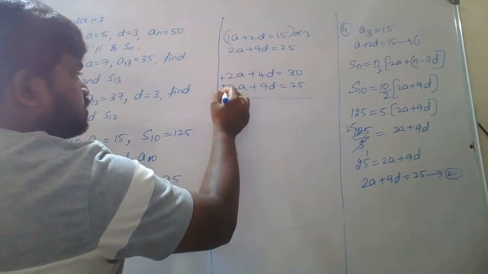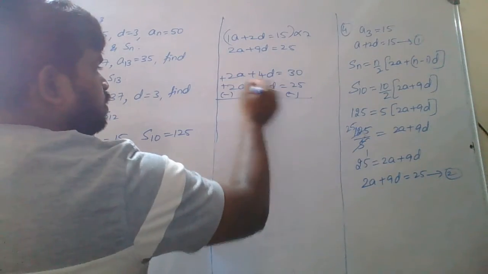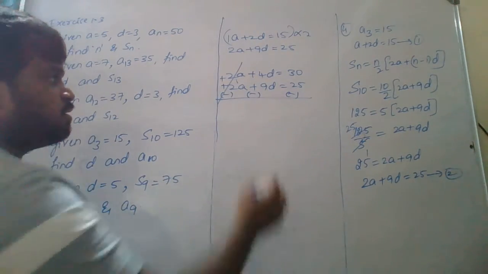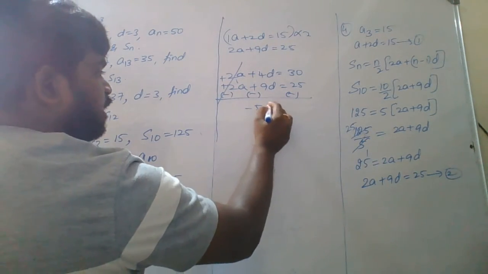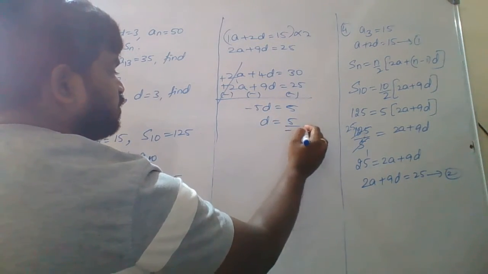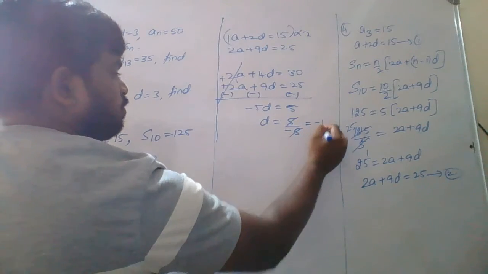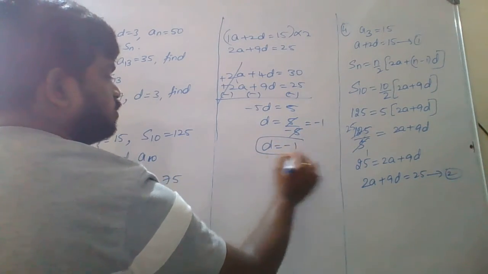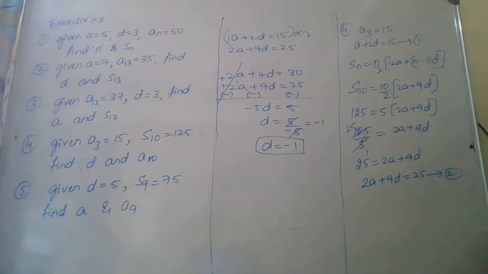And both have got the same sign, so change it. So plus 2a minus 2a gets cancelled. 4d minus 9d is minus 5d equals 5. Therefore, d is 5 by minus 5, which gives us minus 1. The d value is minus 1. So we got the value of d.